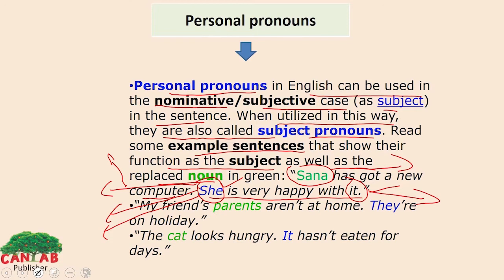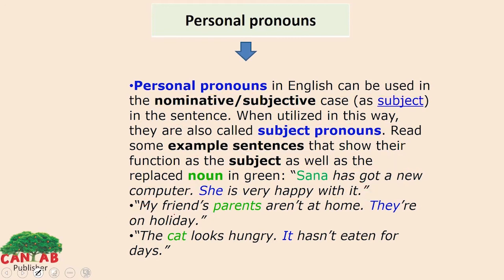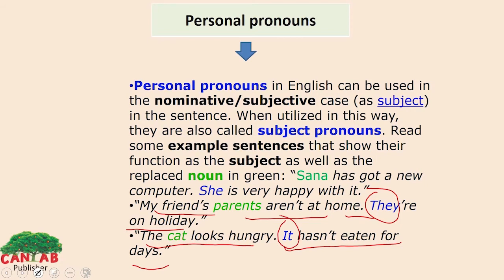Subject is the doer of the action, who is doing the action, and object is that on which the action is done, on which the activity is ongoing. Look at the second example here. My friend's parents aren't at home. They are on holiday. Here they is the pronoun. Look at this one. The cat looks hungry. It hasn't eaten for days. Here it is for the cat.